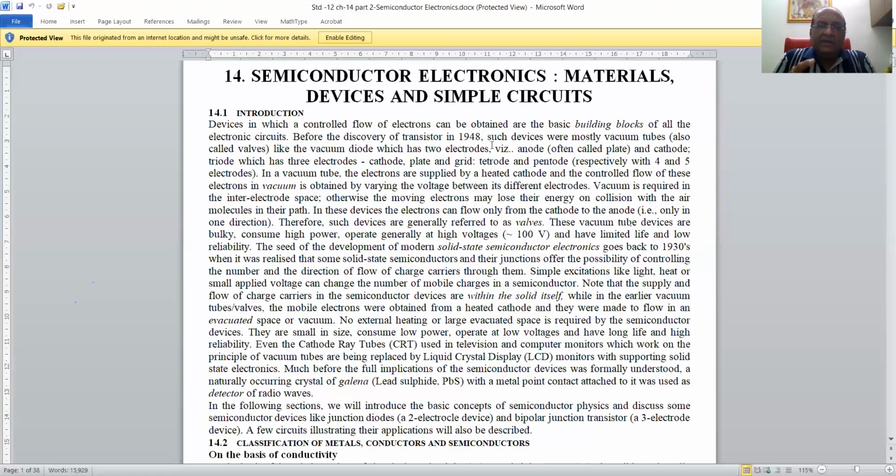Okay, diode means 2 electrodes, triode means 3 electrodes, tetrode means 4 electrodes, like that. So these valves were made with a cathode and a plate and a number of grids. If only cathode and plate are there, then that is a diode. If one grid is introduced between these two, then that is a triode. If two are introduced, then that is a tetrode, like that.